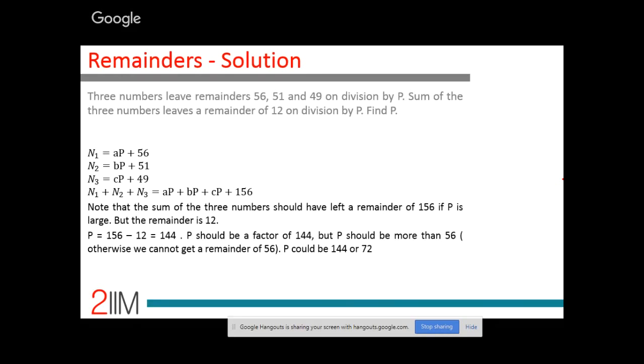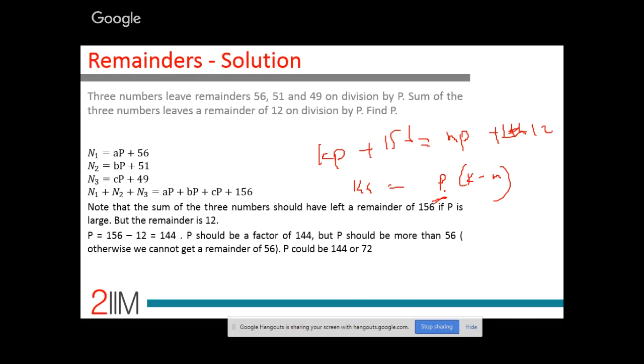So our number can be written as Kp plus 156. It can also be written as Np plus 12. If you equate these two, then 144 is P times K minus N. Or our number P that we are looking for is a factor of 144. It could very well be 144. It could be 72. It could be 48. It could be 36. But can it be all of these?